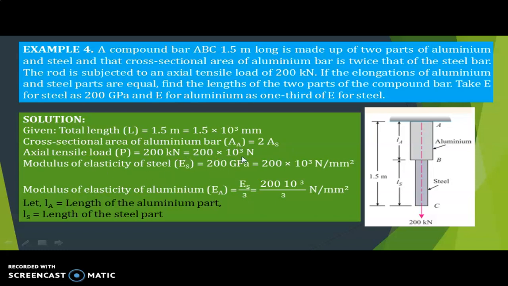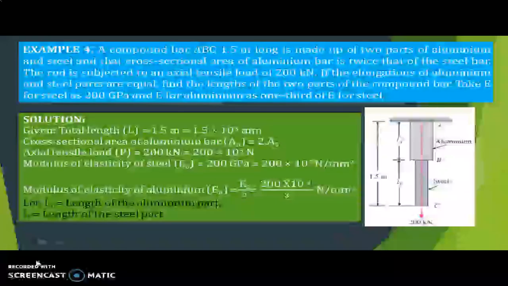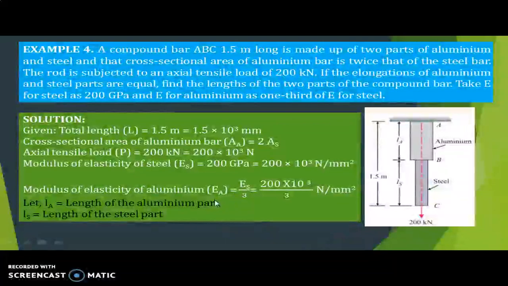Then axial tensile load is given, and then modulus of elasticity for the steel is 200 GPa and for aluminium it is 1/3 of E for steel. So 1/3 of E, that is ES divided by 3. So the modulus of elasticity of aluminium EA is equal to ES divided by 3, is equal to 200 into 10 raised to 3, that is the Young's modulus of steel, divided by 3 Newton per mm square. Okay, next let us take length of aluminium bar as LA and length of the steel bar as LS.